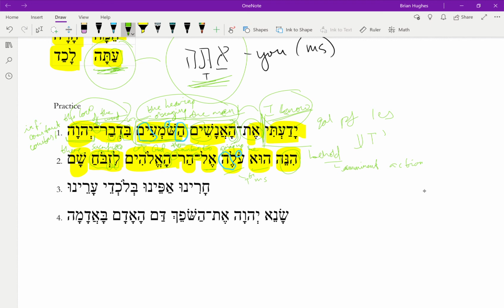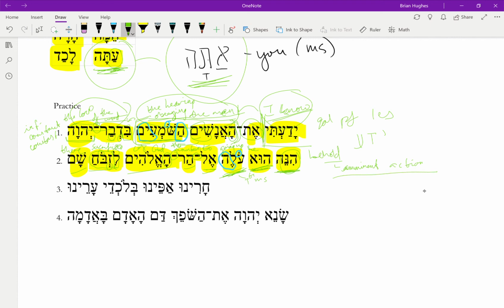So I think we would put this together with hine. We would say he is about to go up. He is about to go up to the mountain of God to sacrifice there. Okay, does that make sense? So we had this hine, which told us we might have to deal with imminent action.